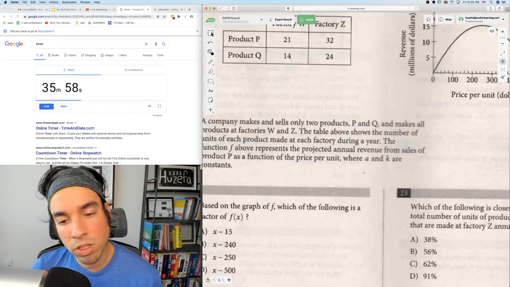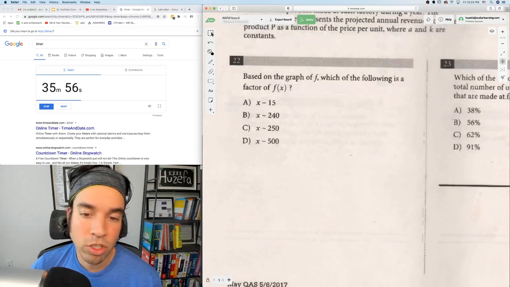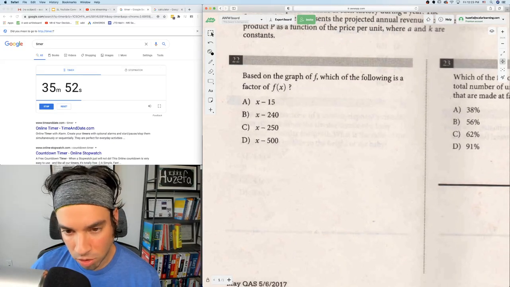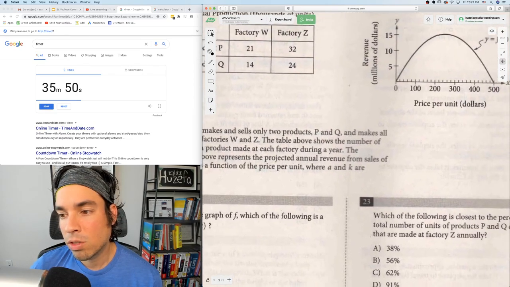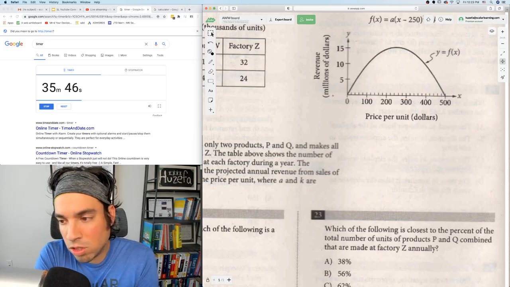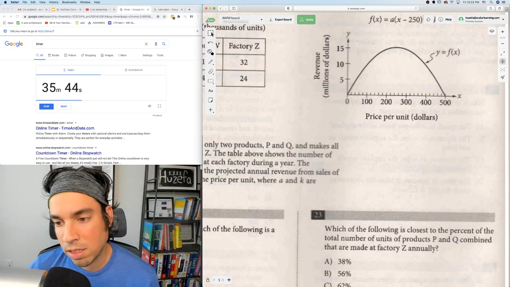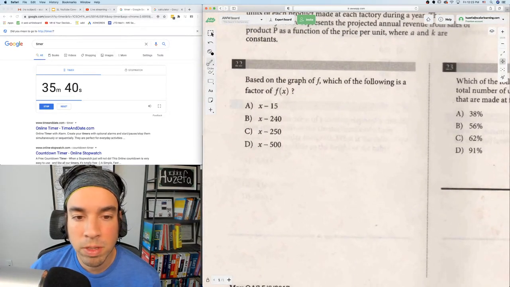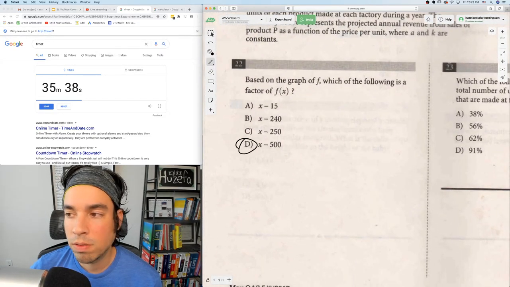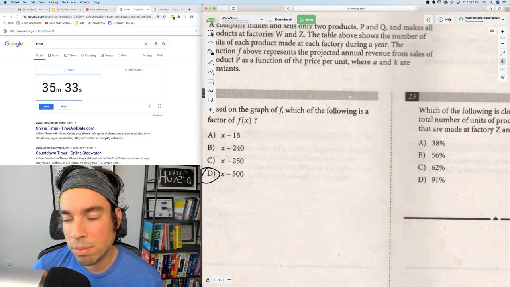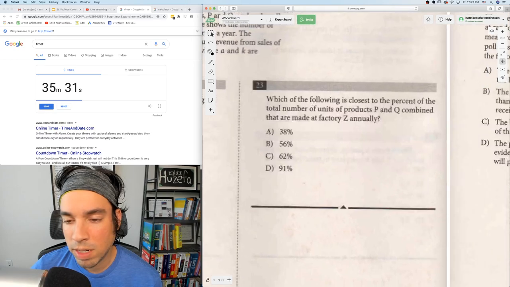Okay, I like to always understand the graphs and everything pretty well before I jump into the question. Based on the graph of F, which of the following is a factor of F of X? What does that mean? What's going to hit the x-intercept? So X is a factor because it goes at 0, and 500. Or X minus 500, I mean. And it is this one. All right. Because if you plug 500 in, it must be 0 out and get an x-intercept.